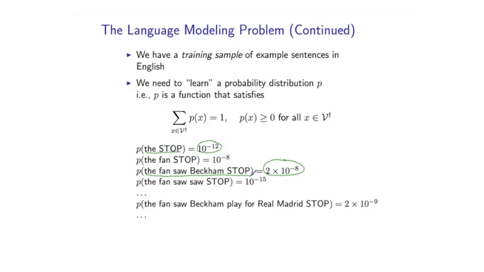Now, roughly speaking, we would like a good language model to assign high probability to sentences which are likely in English and low probability to sentences which are unlikely in English. So, for example, this sentence here is pretty ill-formed. You're relatively unlikely to see this as a sentence, and that has relatively low probability.